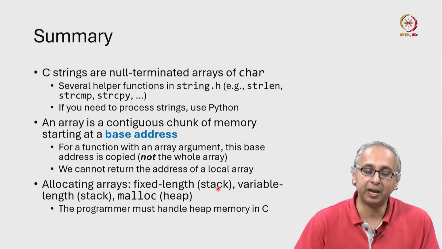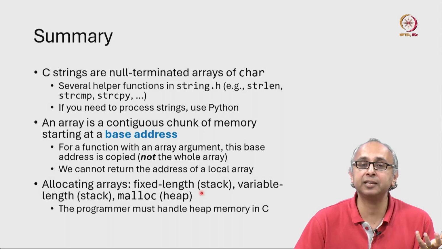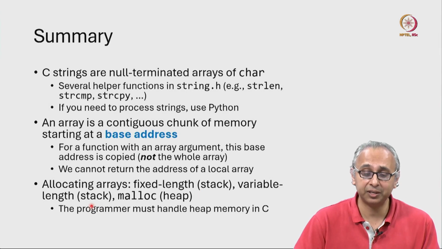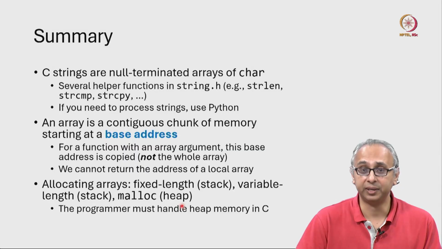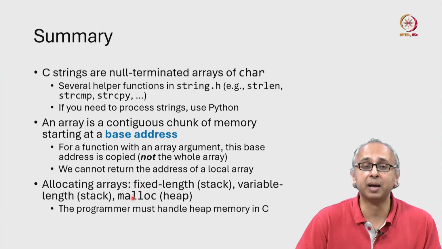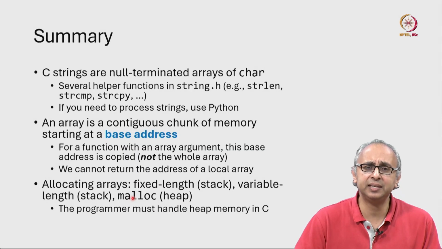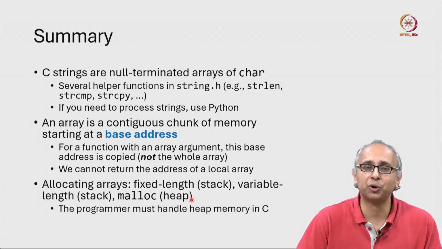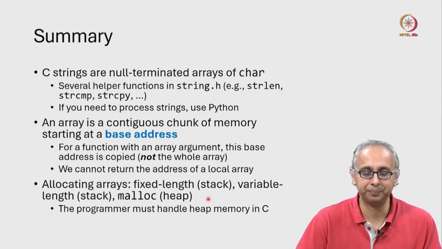So the three ways of allocating arrays: a fixed length, which is allocated on the stack, a variable length, which is again allocated on the stack, and on the heap. And we have seen there is this malloc function, and in the stdlib header file, there are a few more functions for allocating memory. For this course, we'll just focus on malloc.